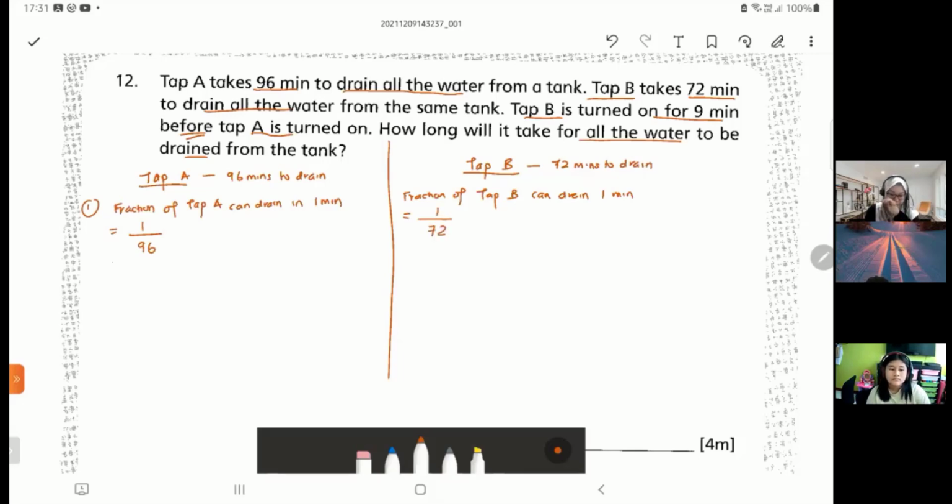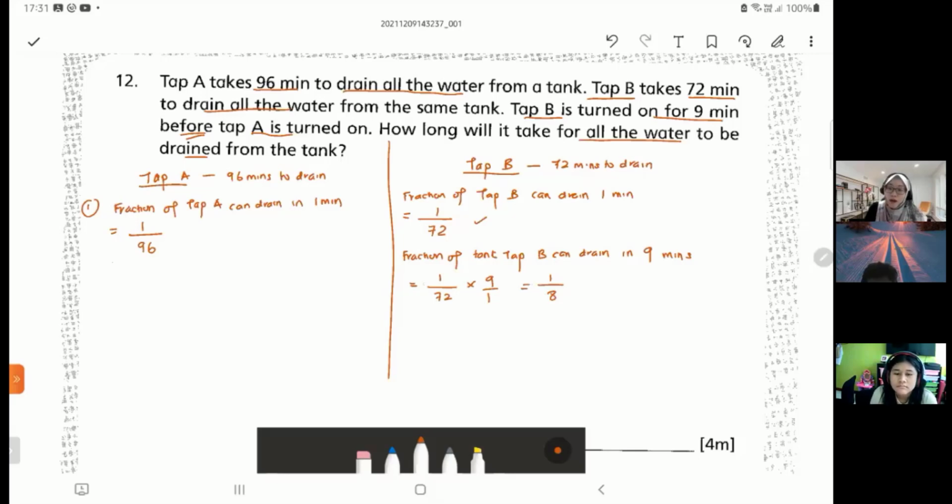Okay, now we are done with that. Let's look at the next sentence. They say that tap B is turned on for 9 minutes, right? So we look at tap B. So now we go on fraction for tap B of the tank. Tap B can drain in 9 minutes will be 1 over 72 times 9 over 1, and then I will get 1 out of 8. So the fraction of the tank that tap B can drain in 9 minutes is 1 over 8 of the tank.